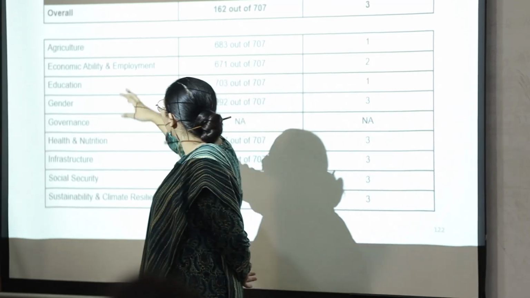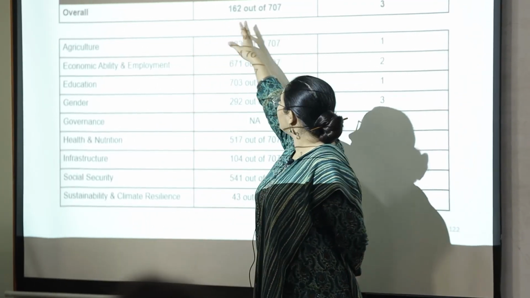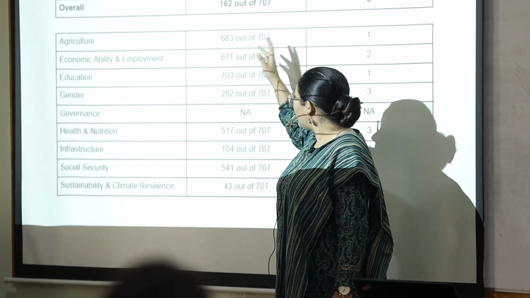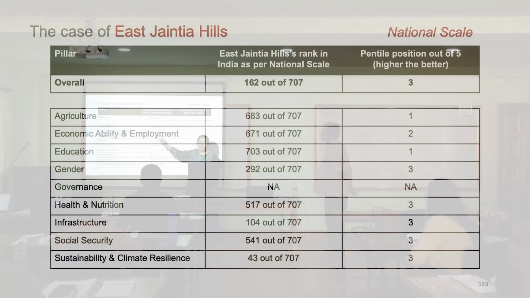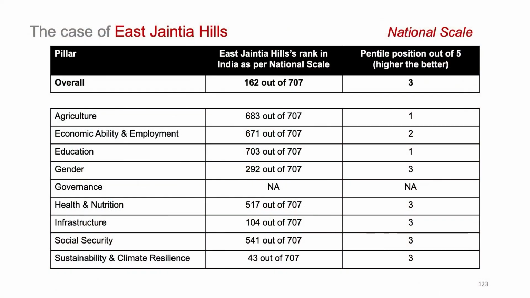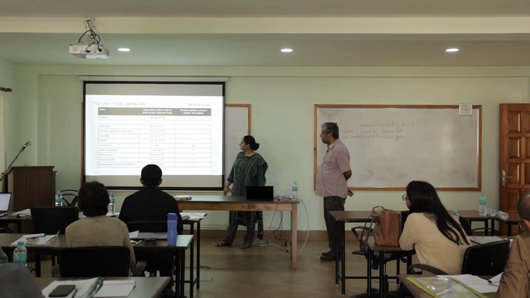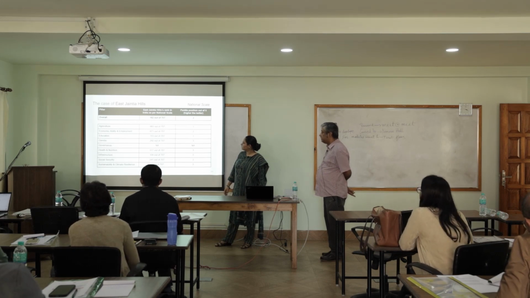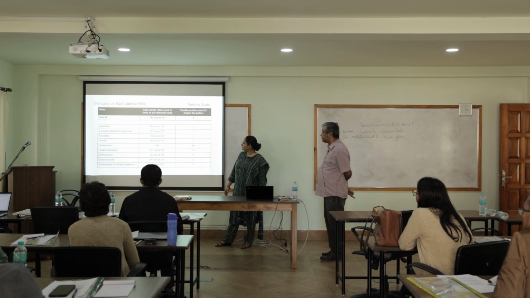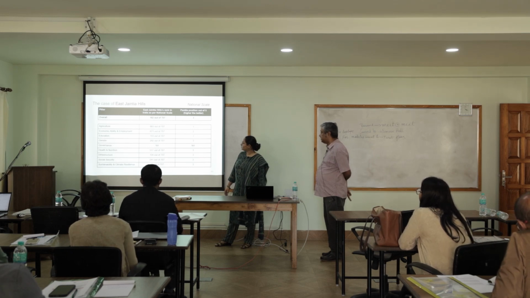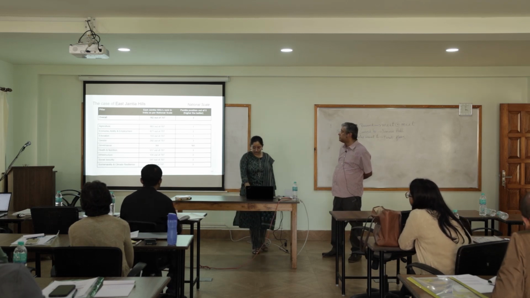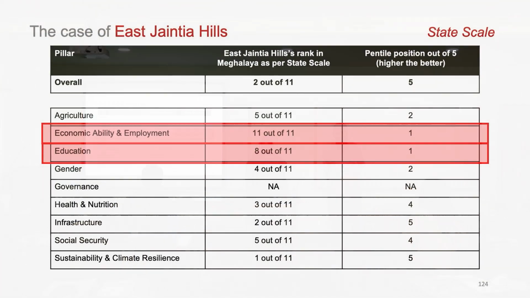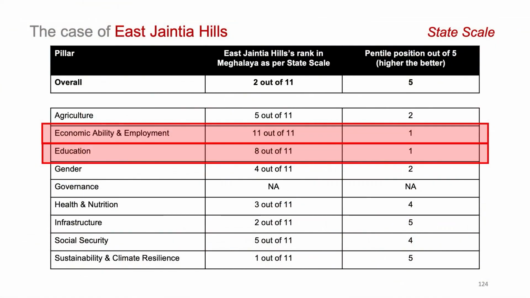Now, if you look at why its overall rank was 162, it was because of how it was faring in other pillars as compared to the other 706. So in education, economic ability and employment, agriculture, and health and nutrition, it had done quite badly. Social security, it had done quite badly, but it had done very well in sustainability and climate change, and very well in infrastructure. They did not have any governance data, and fairly well in gender, right? So if they had not done so well in these three indicators, their position would have been even worse. But 162 is not bad on a national scale.